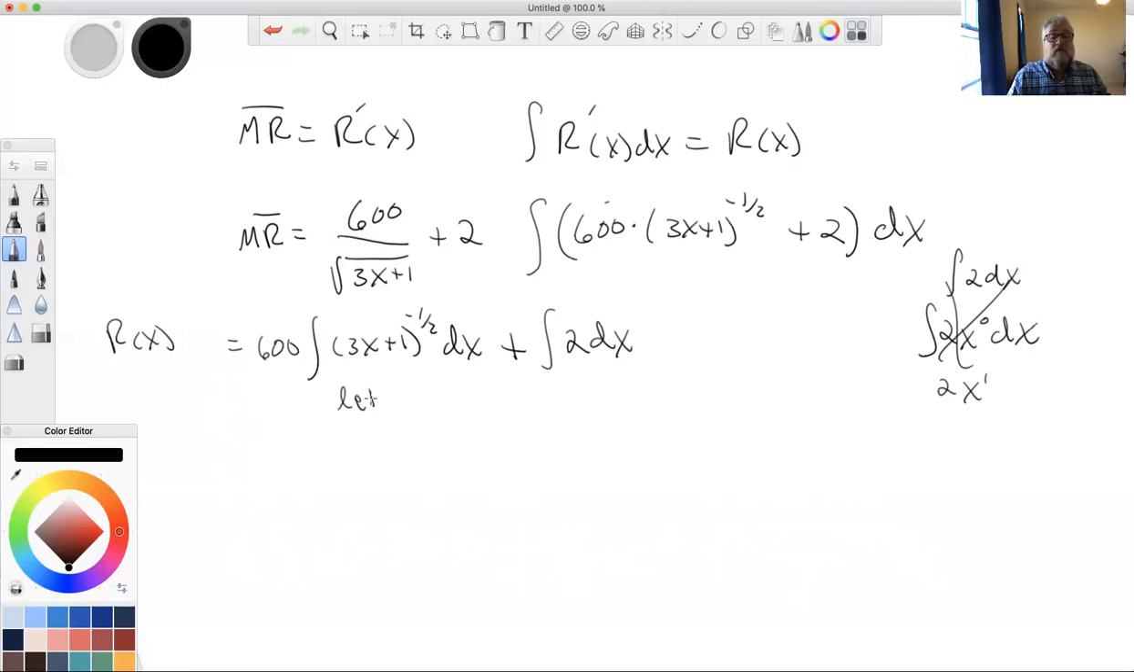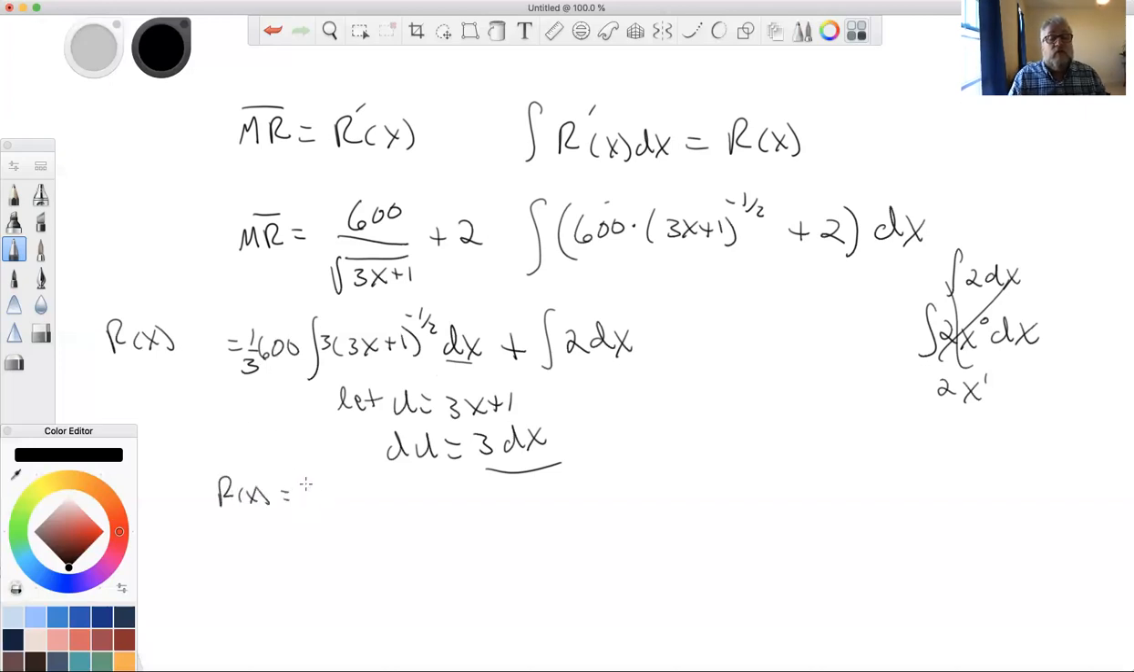The first half. Let u equals 3x plus 1. Then du is going to be 3 dx. Derivative of 3x is 3. Derivative of 1 is 0. Okay, do we have a 3 dx? No, we got a dx. So if I put a 3 in here, I'm going to have to put a 1/3 in front of that thing.